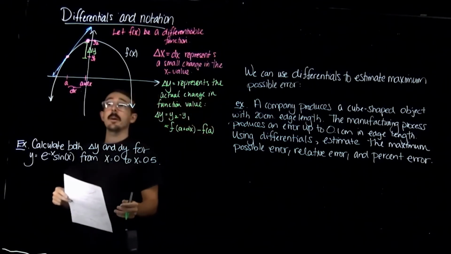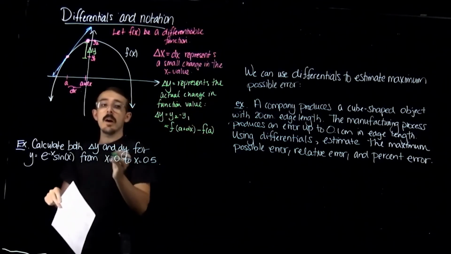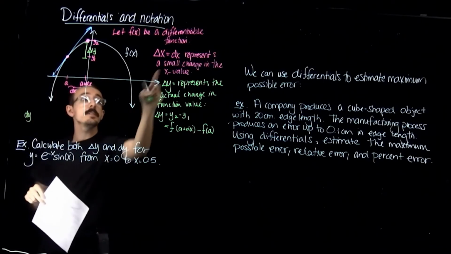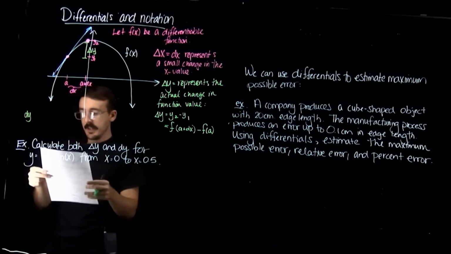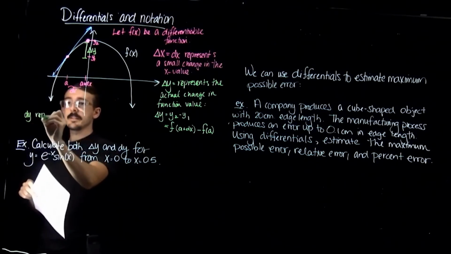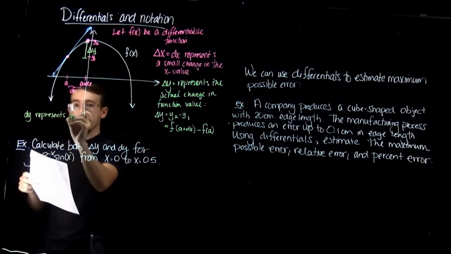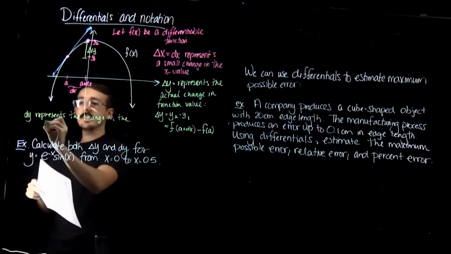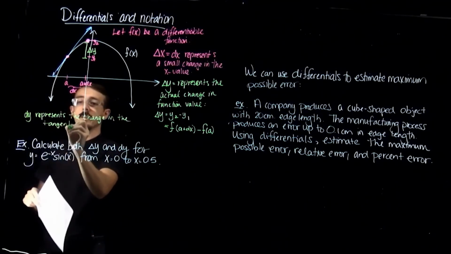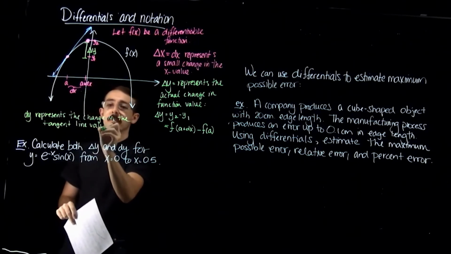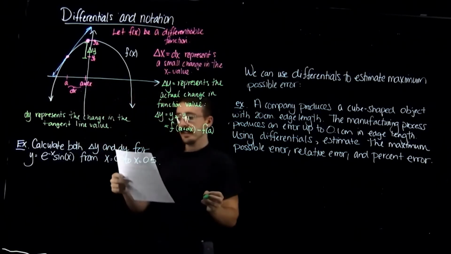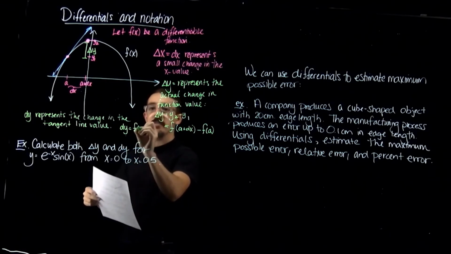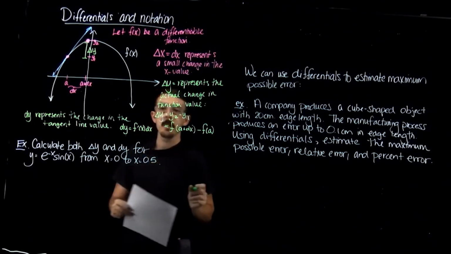The last thing I want to talk about is dy. So dy, I'll put that over here. This is the differential. So dx and dy are both called the differential. Dy represents the change in the tangent line value. And this is represented by dy is f prime of x dx.